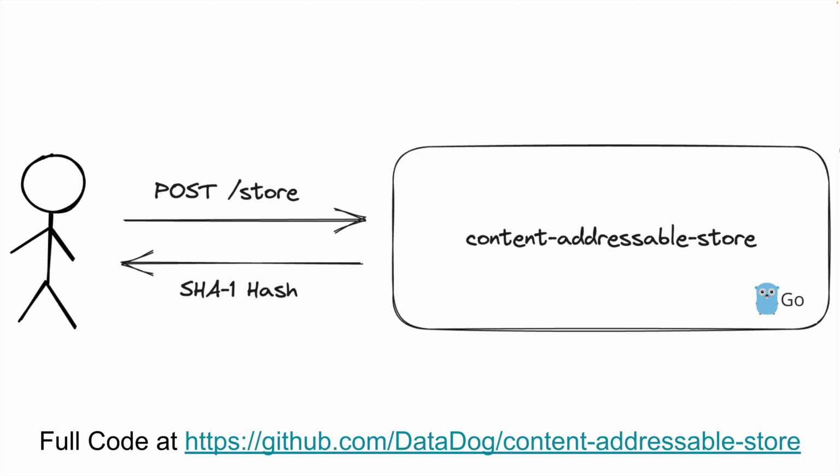In order to do this, we will take a look at a service that has a post/store endpoint, which receives an HTTP file upload and writes it to disk. The service also returns the SHA-1 hash of the uploaded data, which can be used for further operations against the file. This is also known as a content addressable store.